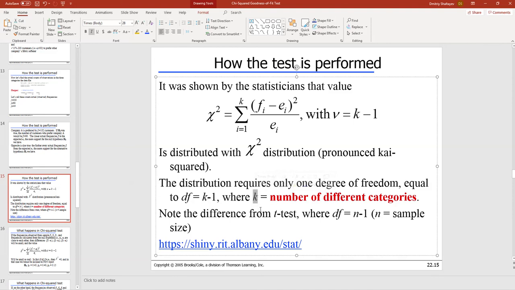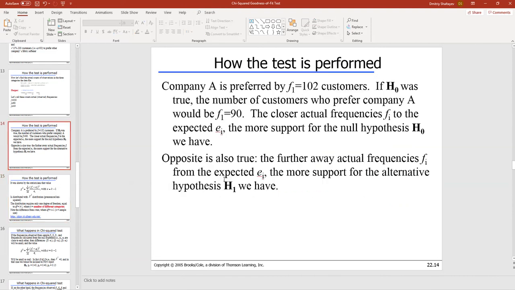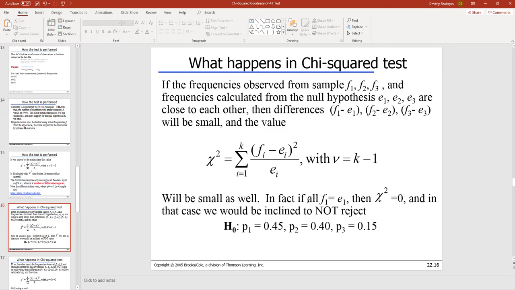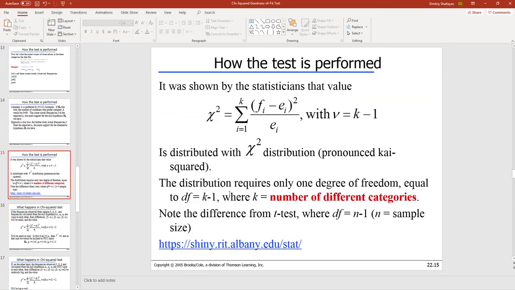Remember, when we used the t distribution, our degrees of freedom number was always sample size minus 1. So if your sample is 50 observations, 50 numbers, the degrees of freedom is 49. If you have 100 observations, it's 99, right? Not the case with chi-squared. For the chi-squared goodness of fit test, the number of degrees of freedom is the number of categories minus 1. So in our specific case, we have what? We have 3 categories, right? Company A, B, or other. So 3 minus 1 is 2. So in this case, we're going to use degrees of freedom equal to 2.